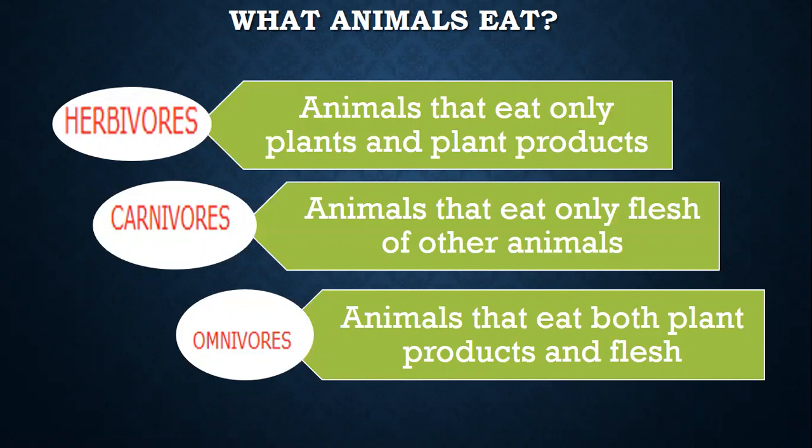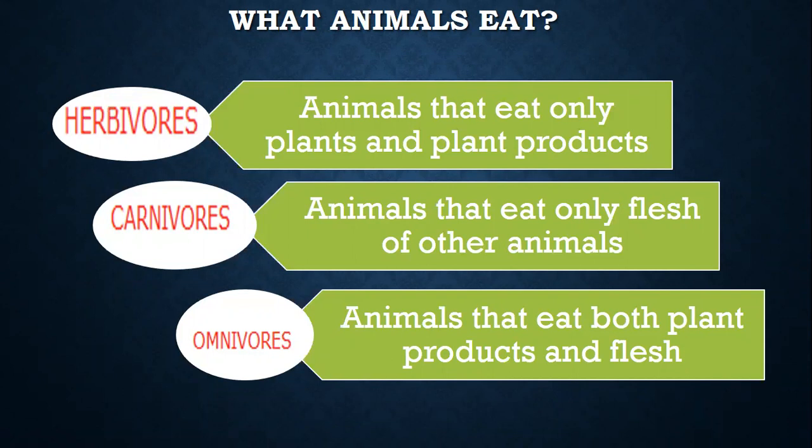Herbivores are the animals which eat only plants and plant products, like cows, goats, rabbits, sheep, and deer. They have wide and blunt teeth which are suitable for grazing and grinding.